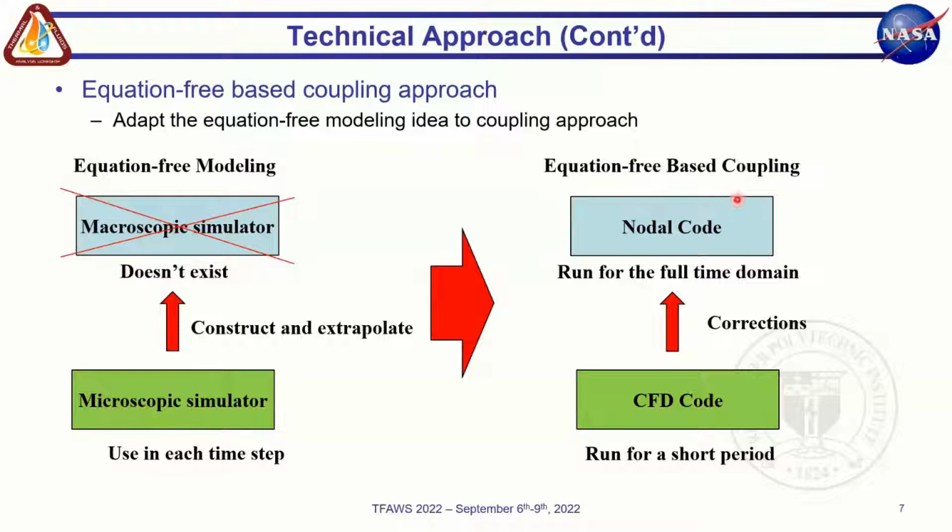Now we look at our problem. We do have a nodal code, which can be treated as a macroscopic simulator, and we also have a more detailed, high-fidelity CFD code. So the basic idea of our equation-free based coupling is we use the nodal code as the macroscopic simulator, and we run the nodal code for the full-time domain, but we run the CFD code for a short period, and then we compare the results within this short period to obtain some equation-free corrections for the nodal code and to extrapolate the corrections into the full-time domain.